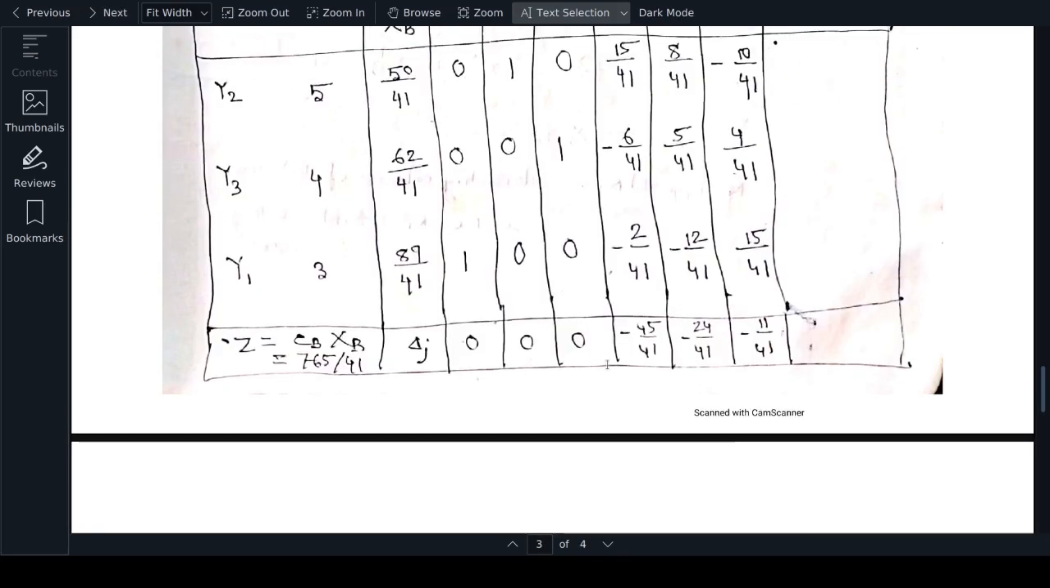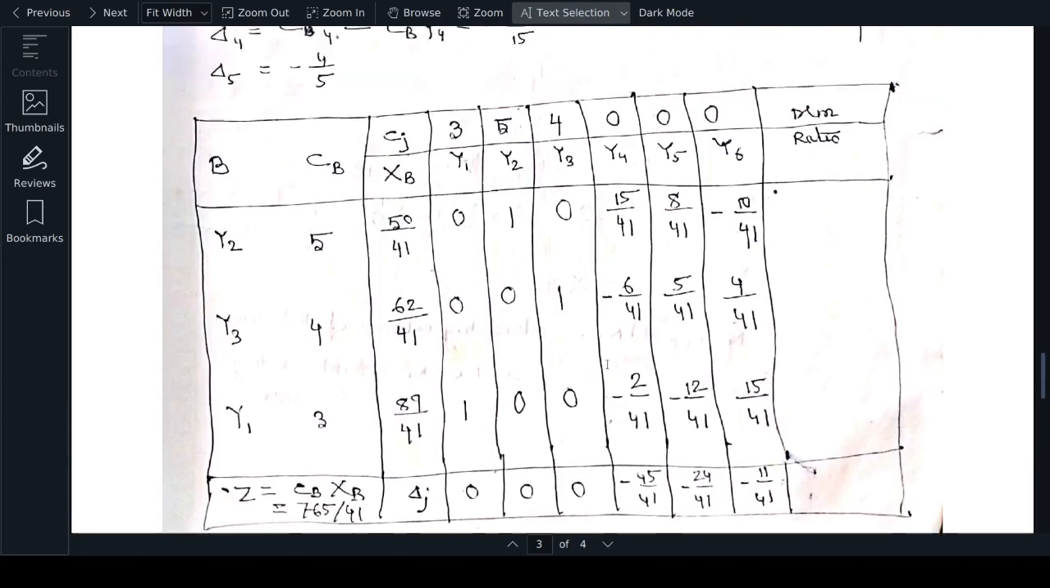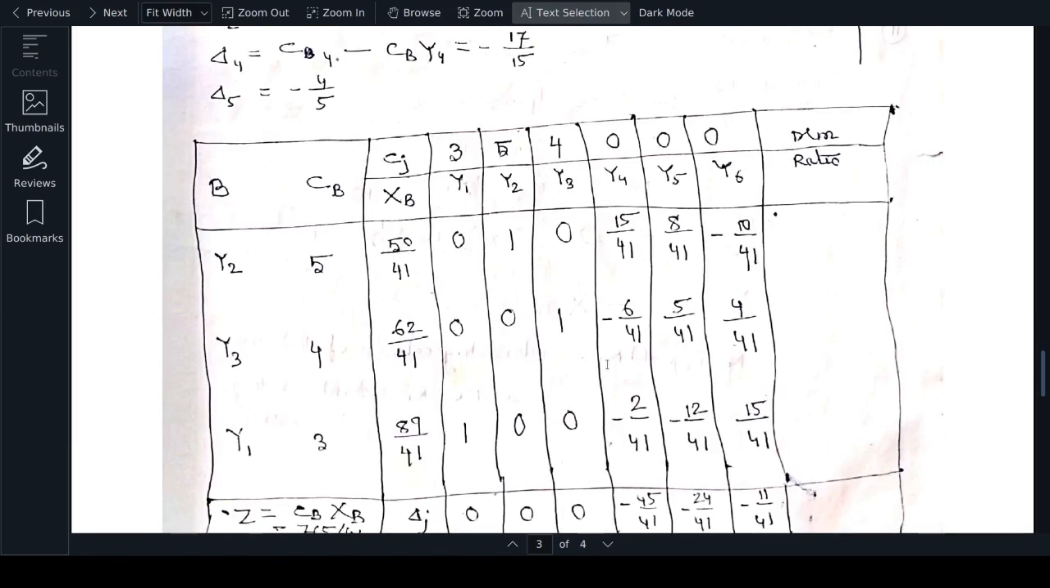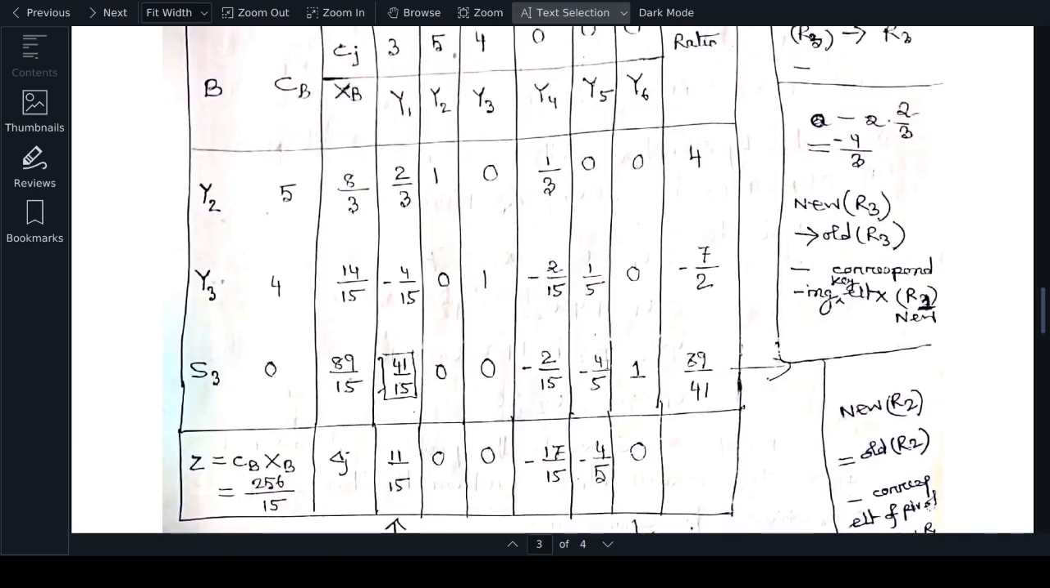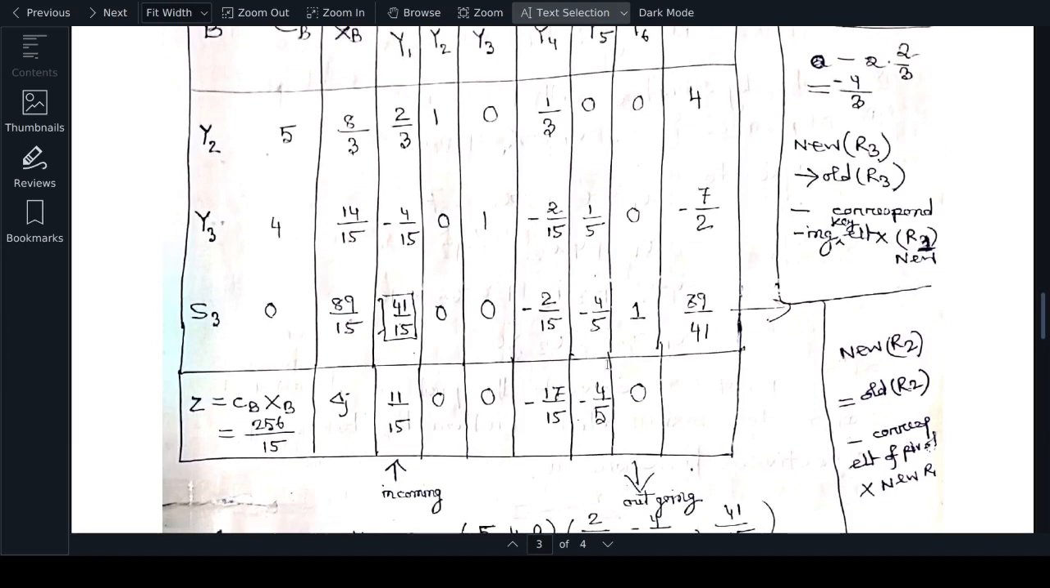Okay, in the fourth table, first row, first element will be what? It means 8 by 3. In the fourth table, how will we get 8 by 3? The old element is 8 by 3, then minus 2 by 3 into 89 by 15 divided by 41 by 15. So after calculation, you will get 50 by 41. Similarly, you will calculate all the elements.